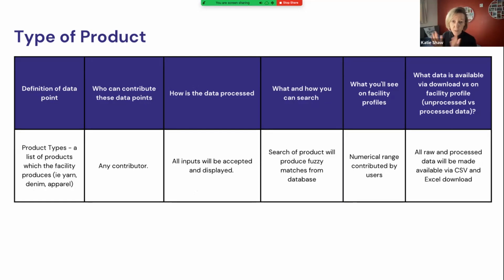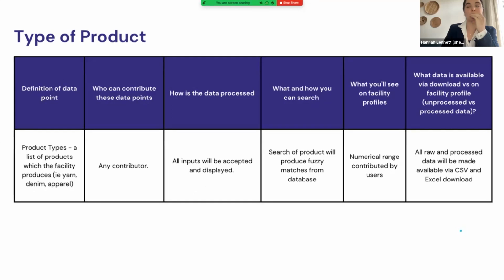Moving into type of product, which is the final transparency data point requirement, we do want to note that we haven't created a taxonomy here. So for type of product, we will accept any data contributions. There are particular ways that you'll need to format that data, but we will accept any descriptors that you are working with in your database for type of product. And again, all of that data will be available, both raw and processed, via the CSV and Excel download.